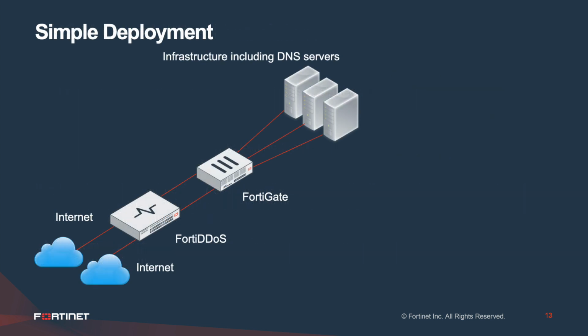So in terms of a simple deployment, FortiDDoS sits at the gateway, at the perimeter of your infrastructure, which may include DNS servers. And you may have subsequent appliances such as FortiGate, FortiWeb, FortiADC, and so on.